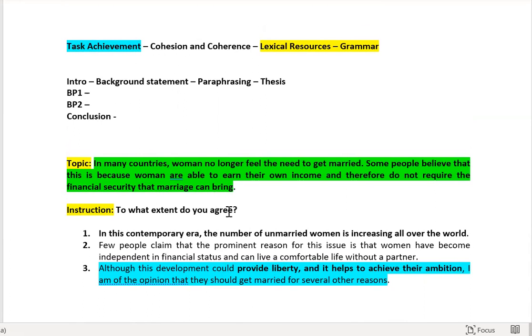Here we have to agree, yes or no, because they are financially strong, that's why they are not marrying. Or we can say no, there are some other reasons why they are not getting married. It has given one reason: this is the reason women are not getting married. Do you agree or disagree? I can either agree, or disagree, saying no, this is not the reason, or I can say this is a reason, but there are some other reasons as well. This is not the only reason.